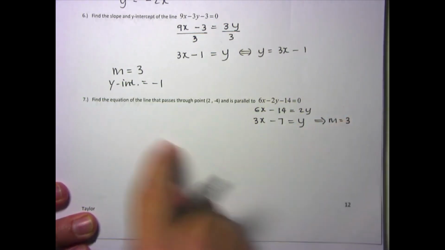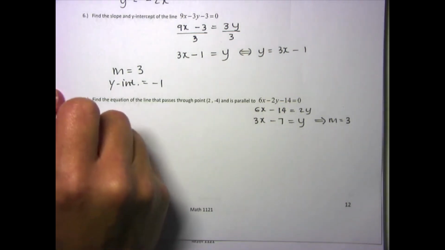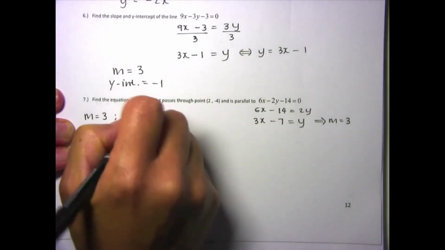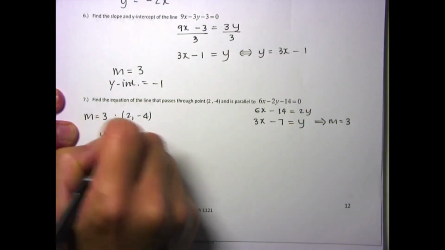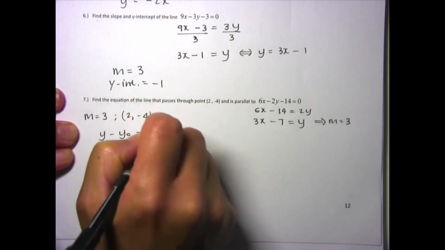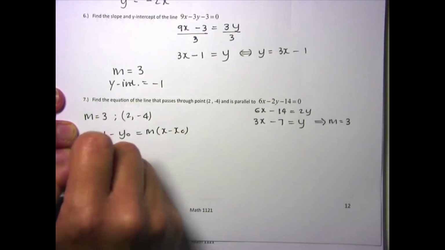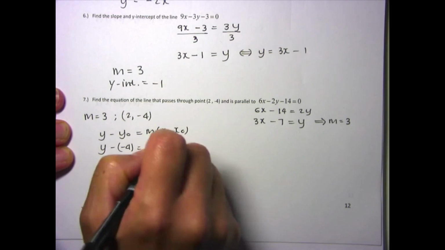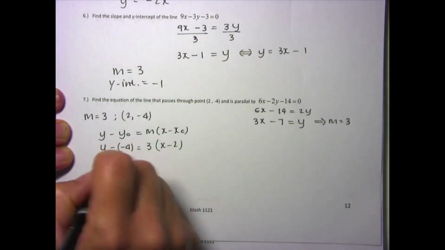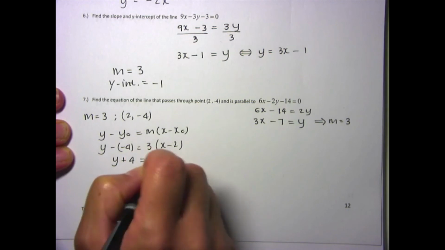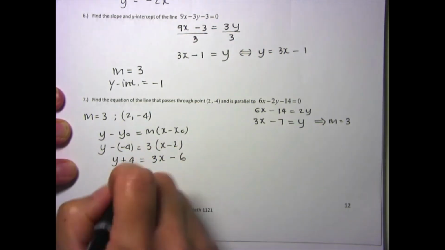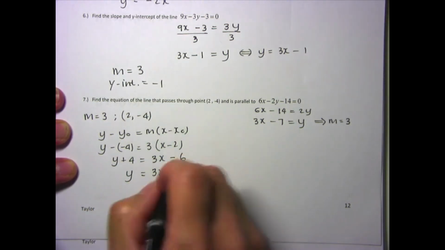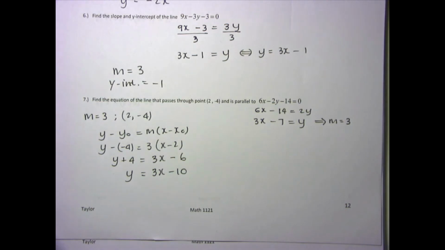All right, so the slope then, since my line is parallel, the slope for my line also will be equal to 3. And again, it passes through the point (2, -4). So again, y minus y naught is equal to m times x minus x naught. So y minus negative 4 is equal to 3 times x minus 2. So y plus 4 is equal to 3x minus 6. Therefore, y is equal to 3x. If I subtract 4 from both sides, this will be minus 10. So this is the equation of my line.